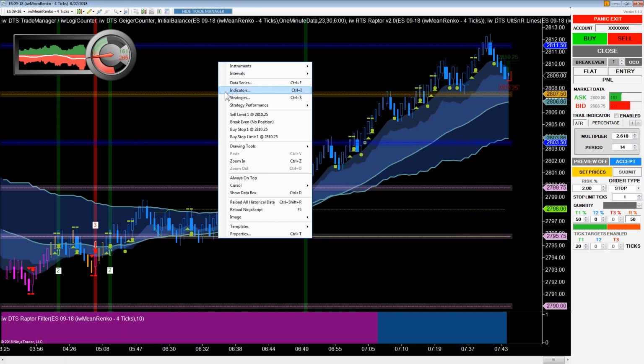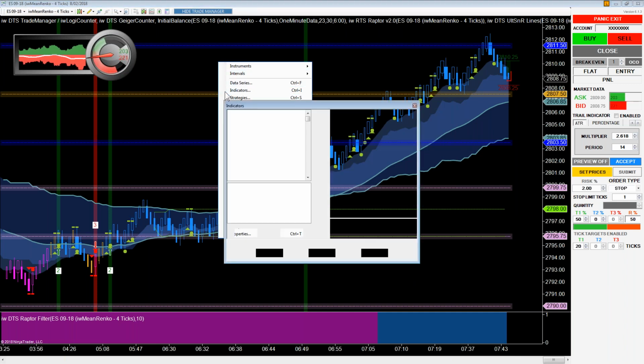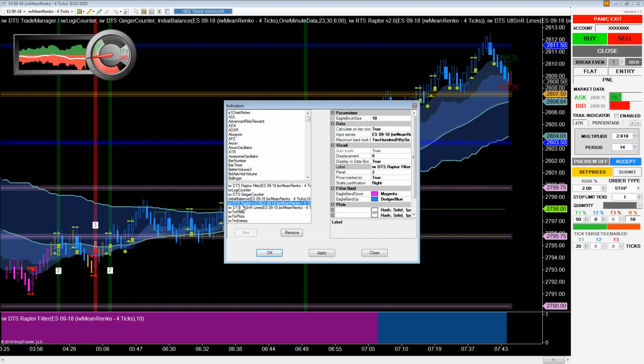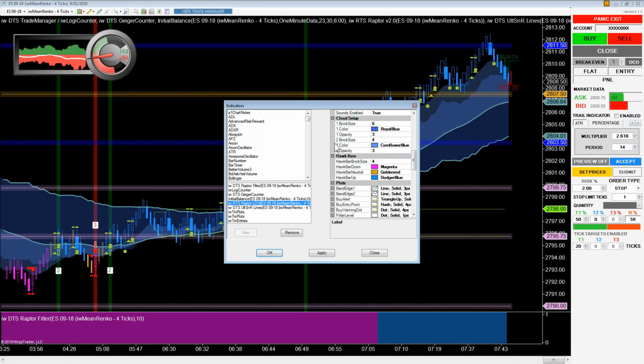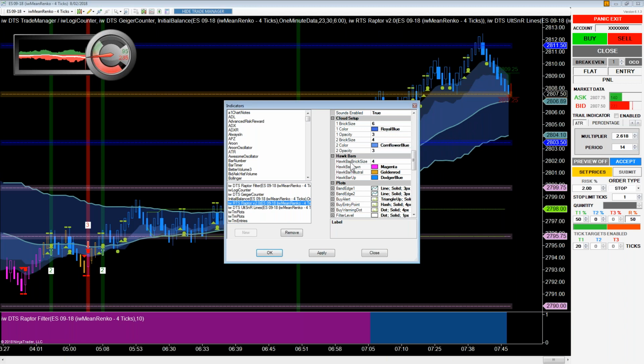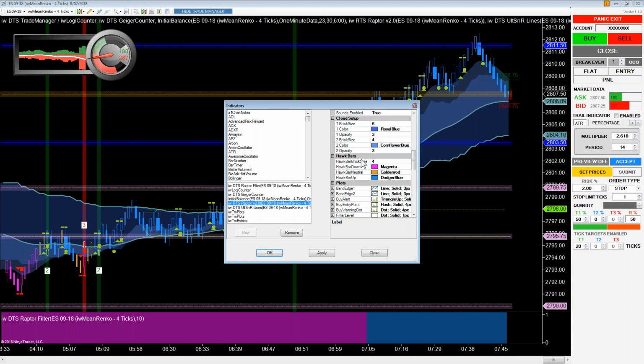Then you will go to your indicator settings. And you can find your Raptor 2.0. And then scroll down here to where the clouds are. And you're going to make the slow cloud 6 ticks. You're going to make the fast cloud 4 ticks. And you're going to make the hawk brick size 4 ticks. 4, 4, 6. And I like to tell people the easy way to remember that is the telephone prefix for Moose Jaw, Saskatchewan. So there you go.